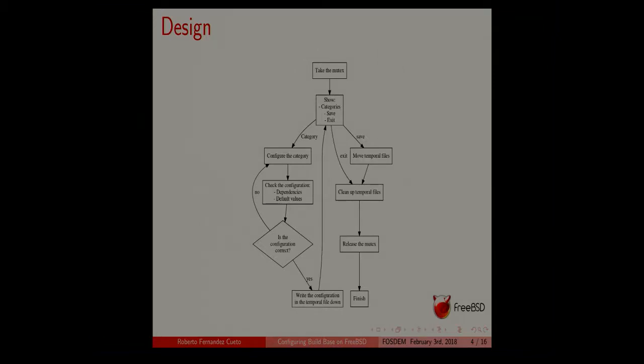Okay, when you select the save and exit button, then you move these temporary files to etc, so your configuration is permanent. You don't have to worry about dependencies anymore, and you can continue working, building, and doing pretty stuff. Either you have saved the configuration or not, you clean up all the temporary files. You don't want garbage at the end, so clean up, release the mutex, and you're done.